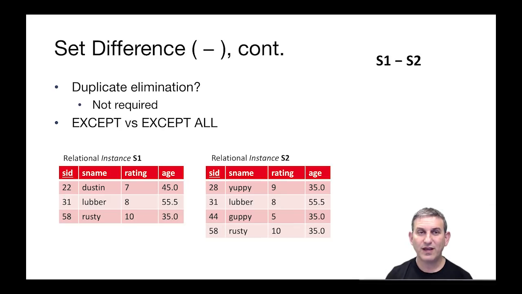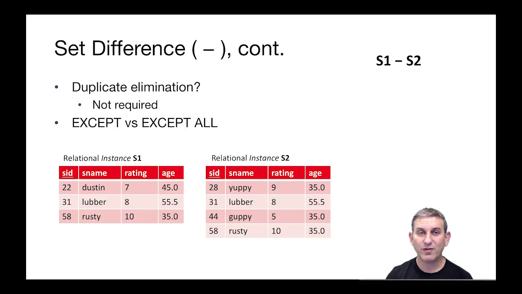Now for set difference, do we have to do duplicate elimination? And the answer is no, just like with selection. S1 already has no duplicates. The subtraction of S2 only removes tuples, and so S1 certainly has no duplicates afterwards. No duplicates are generated. So we don't have to do duplicate elimination after set difference.